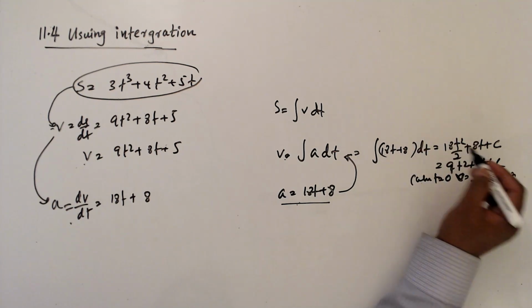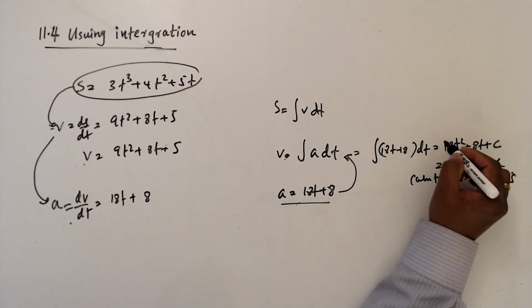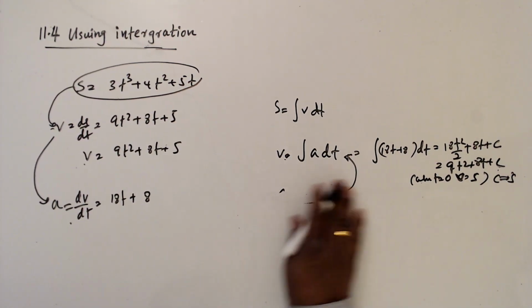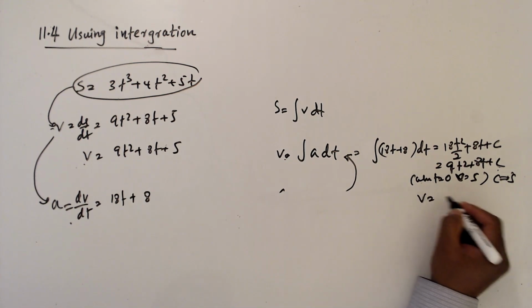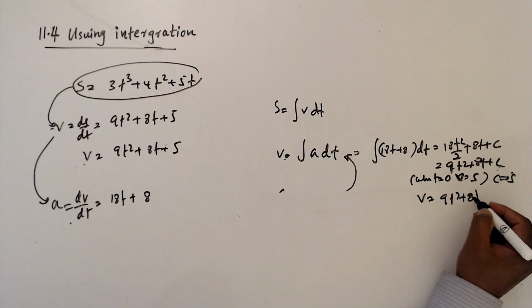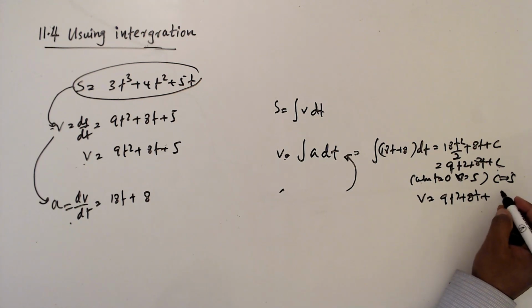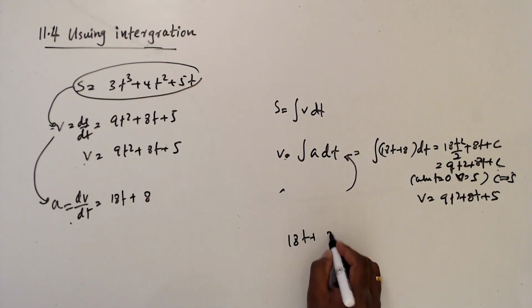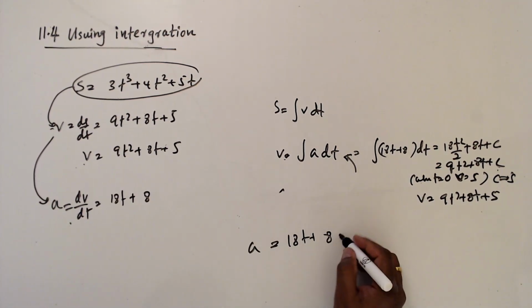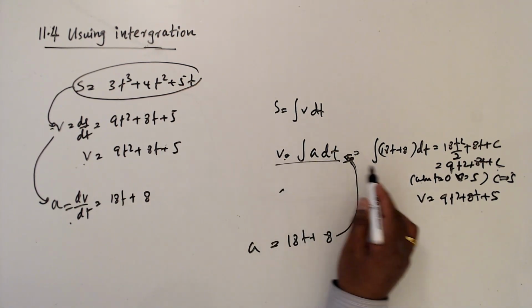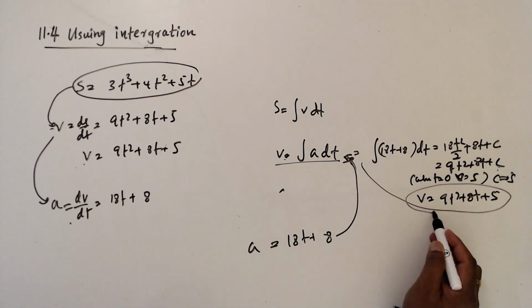Now we have the equation v equals 9t square plus 8t plus 5. So we integrated this one and we got this one. Now we found v.